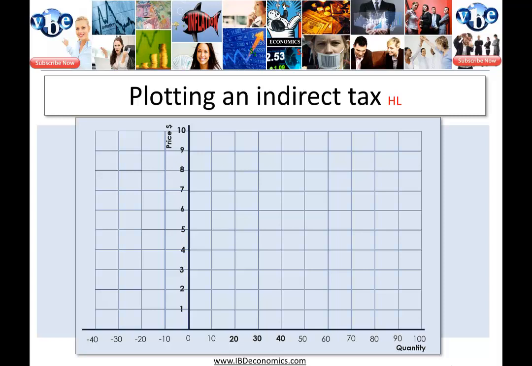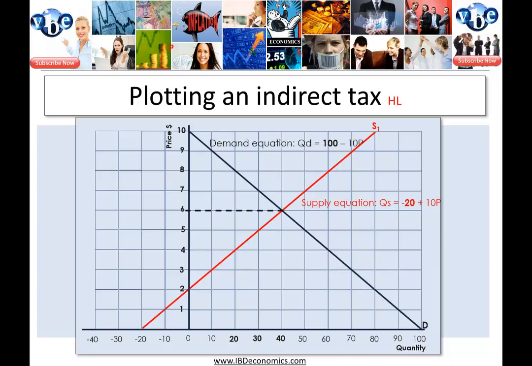And plotting in an indirect tax is no different to what we did in our higher level equilibrium, market equilibrium topic. So a supply equation, QS equals minus 20 plus 10p. Demand equation, that at initial equilibrium, we've worked that out. Price is $6, quantity demanded and supplied is 40 units.